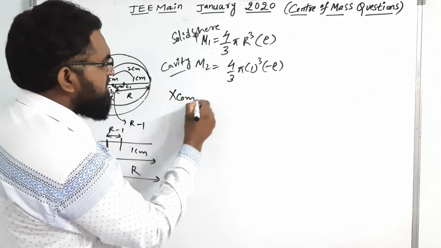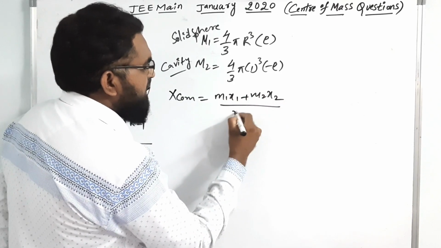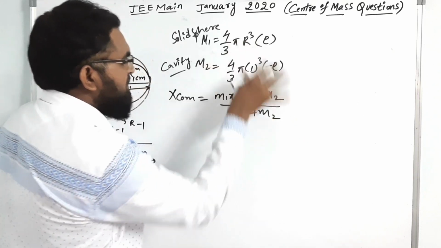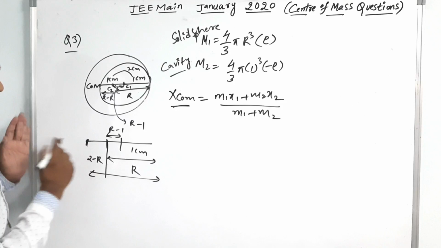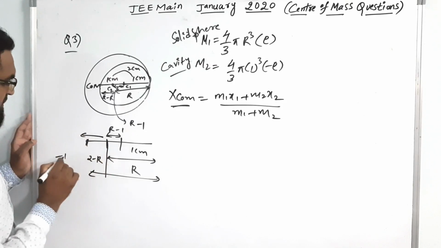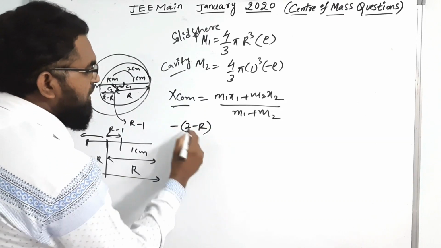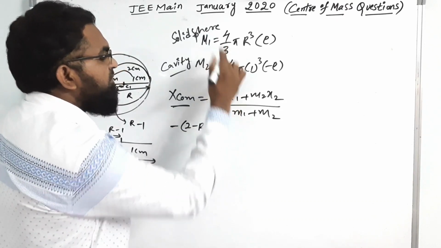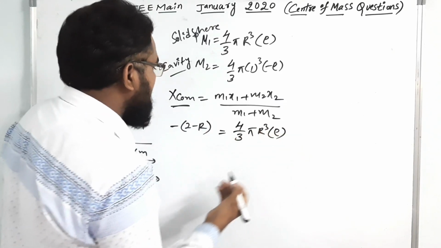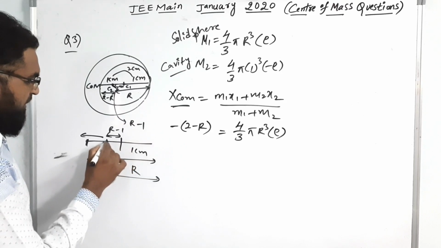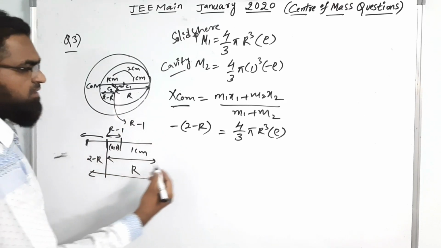We know x center of mass is equal to m1 x1 plus m2 x2 by m1 plus m2. So we have to substitute the formula. The x center of mass we know is 2 minus r. Actually here, in which direction? In the negative direction. So we have to write that the center of mass is shifted in the negative direction, minus of 2 minus r, is equal to m1 value, so 4 by 3 pi r cube into rho, times x1. So x1, see here the origin point. This is the origin point, the center point is 0, 0, and this is shifted r minus 1.